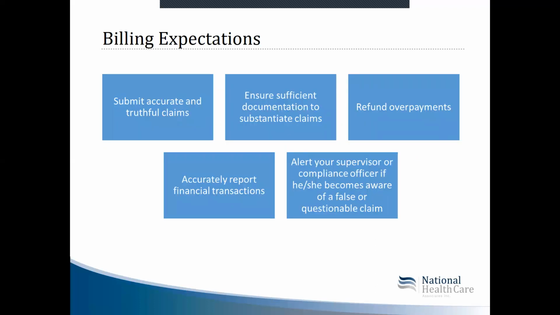In order to ensure that we never violate the False Claims Act, we are expected to submit accurate and truthful claims, ensure sufficient documentation to substantiate claims, refund any overpayments, accurately report financial transactions, and alert your supervisor or compliance officer if you become aware of a false or questionable claim.